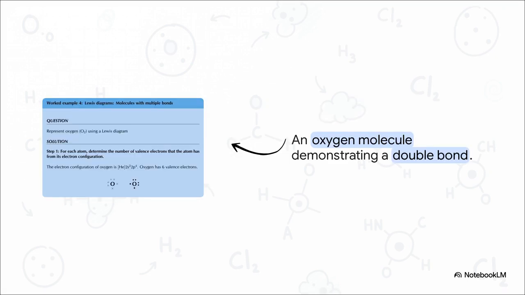Now, what's really interesting is how a double bond actually looks visually. If we think about an oxygen molecule, O2, for reference, you wouldn't just have one pair of electrons between the atoms. There are 2 pairs. That's 4 electrons total sitting right between them. When 2 pairs of electrons are shared between the same 2 atoms like that, we call it a double bond, and you can just draw it as 2 parallel straight lines.